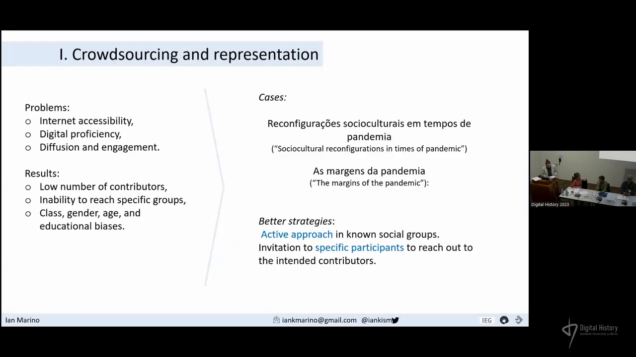Firstly, the literature on crowdsourcing has not properly addressed the challenges of internet accessibility. Recent data shows that most people with precarious accessibility to the internet are in the global south, which is not a surprise. One should also consider how proficiency in the use of digital tools, levels of interest, and even the awareness regarding the existence of a crowdsourcing project affects representativity. It is not enough to have access to internet. One should know about a given crowdsourcing project.